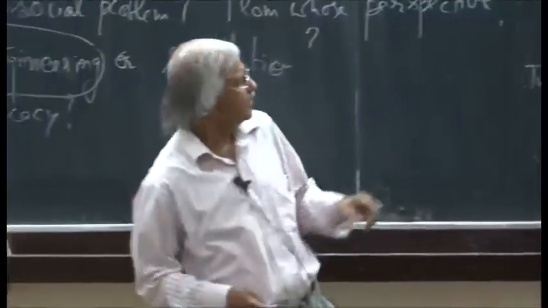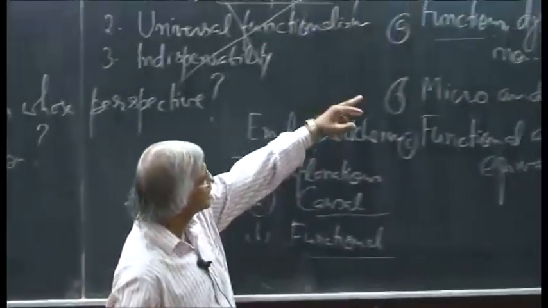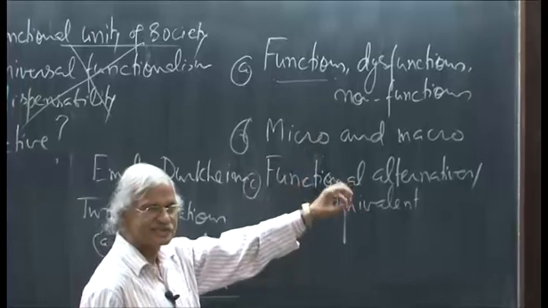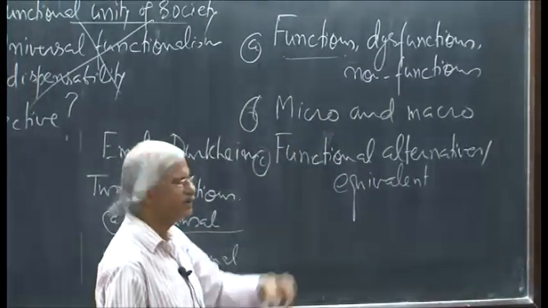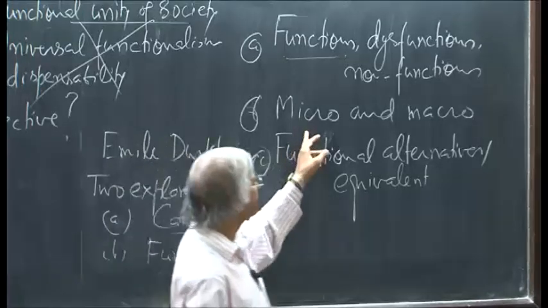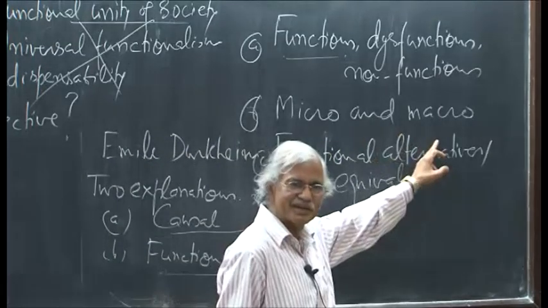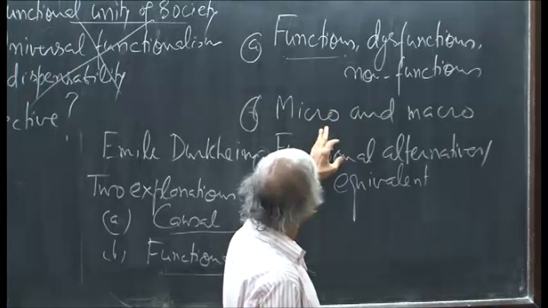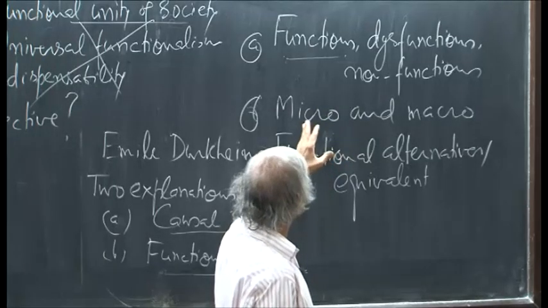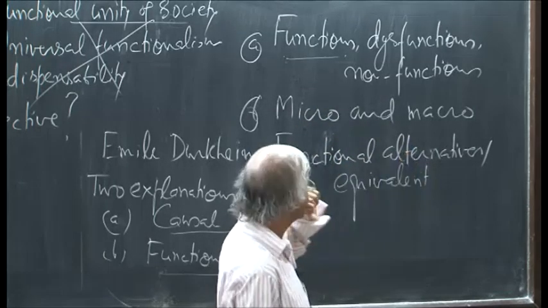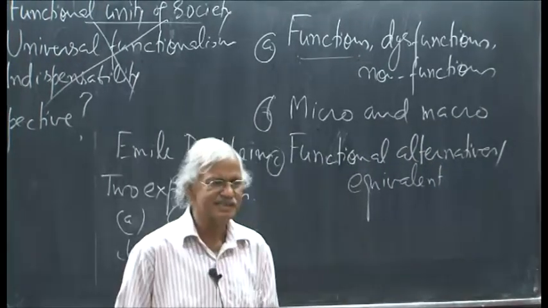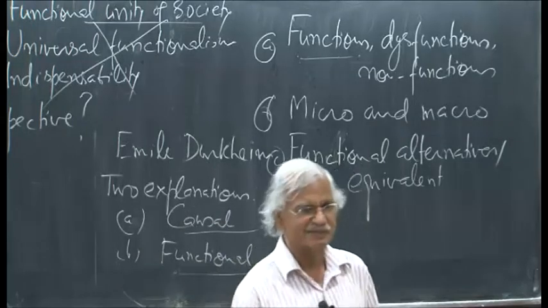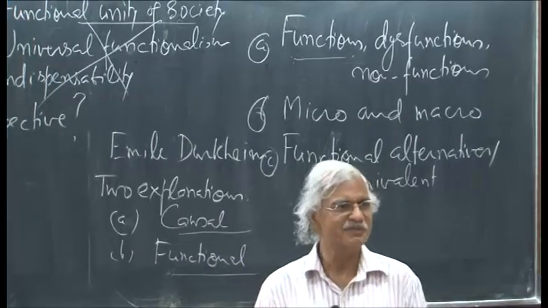So, things may have functions, dysfunctions, non-functions, and they may be different at different levels, micro and macro. Something may be functional at the micro level and dysfunctional at the macro level. And Merton also says that there is nothing which is indispensable, because societies will not die.